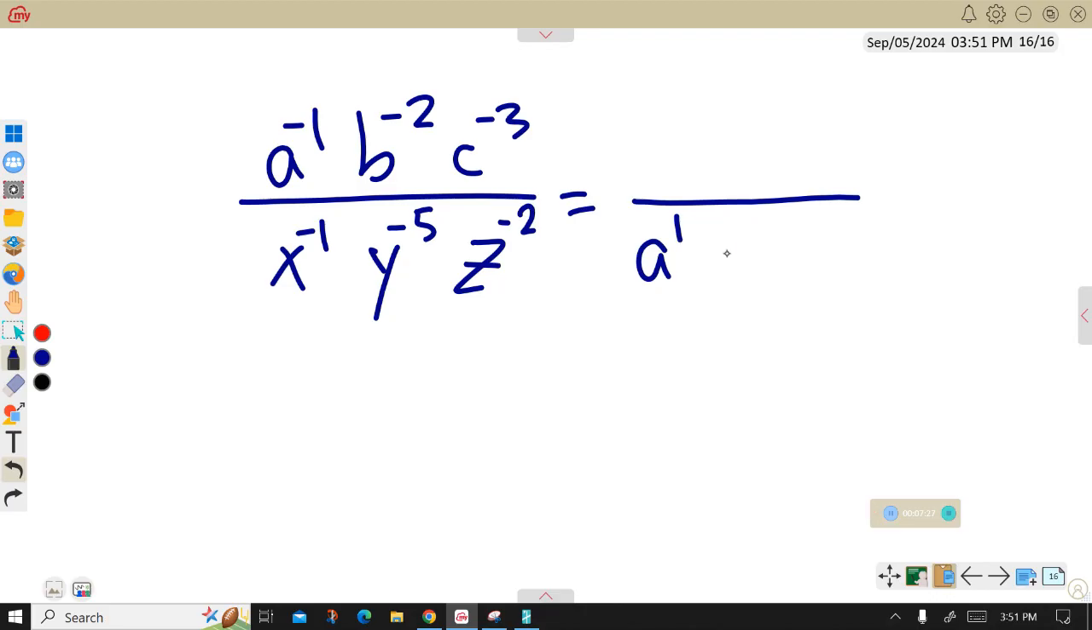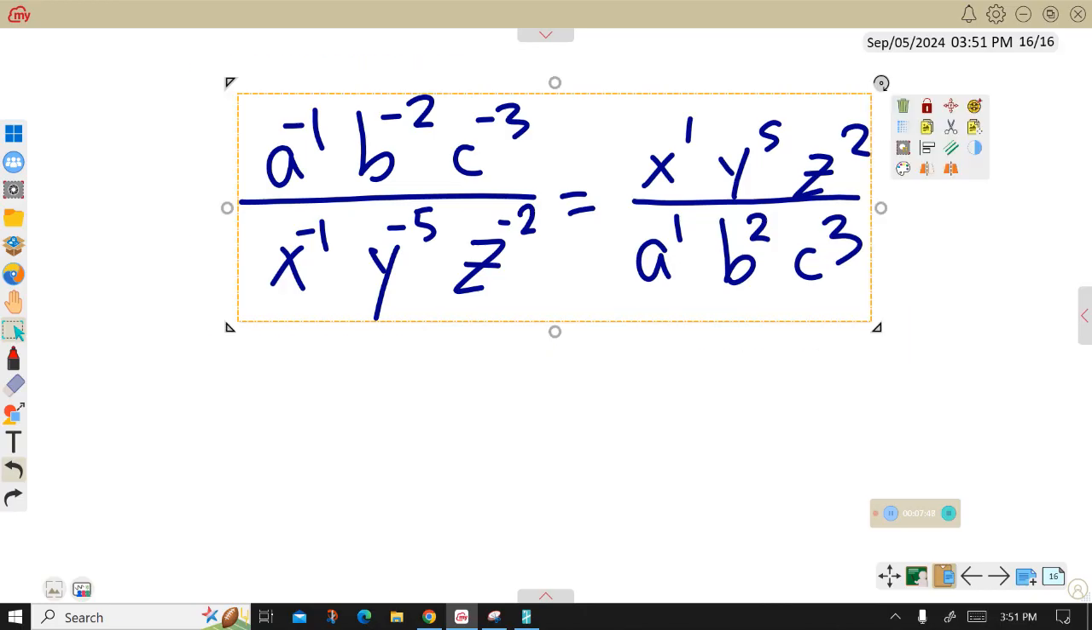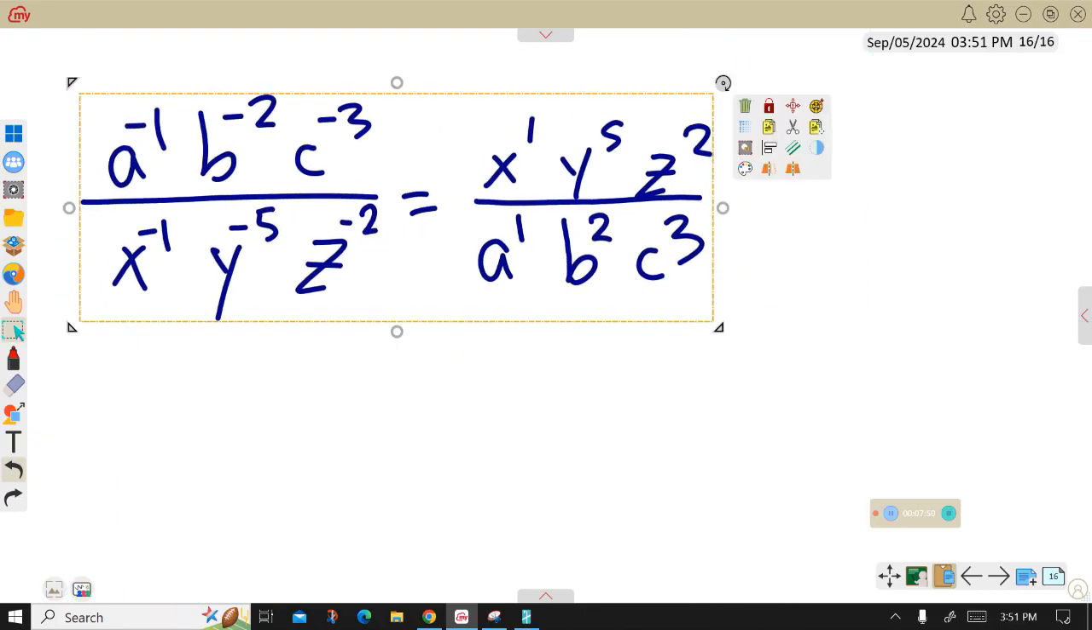So I have a to the 1, b to the 2, c to the 3, x to the 1, y to the 5, and z to the 2. So it's that first idea, like I was trying to put these into words. The way that I've been saying the steps for this kind of problem has been move and flip.